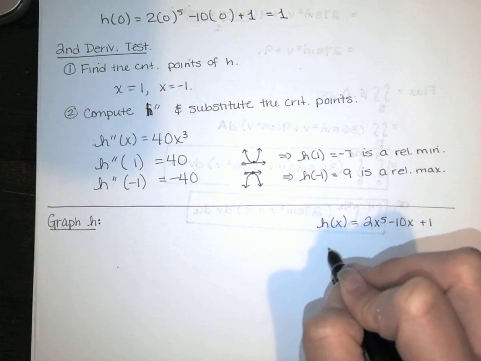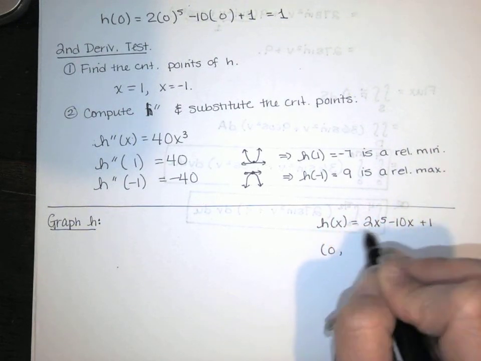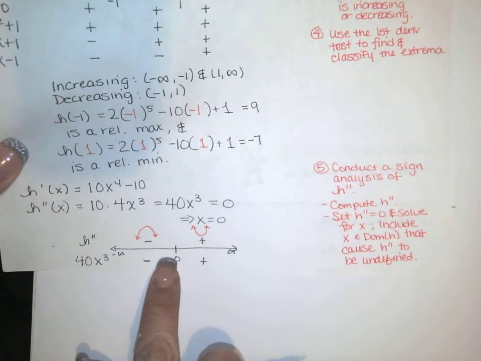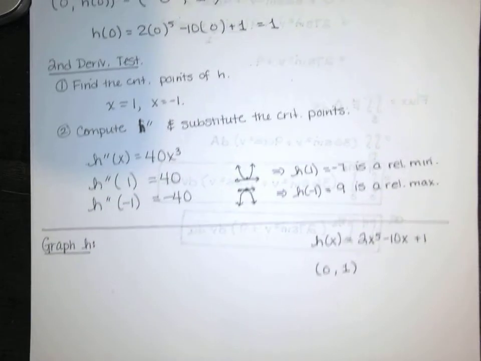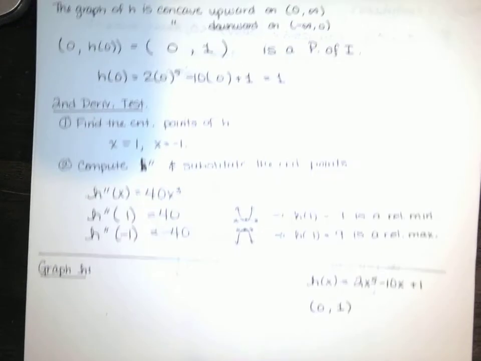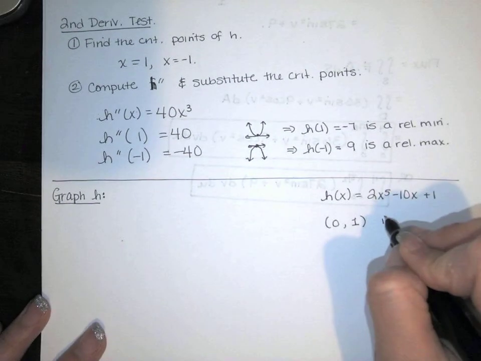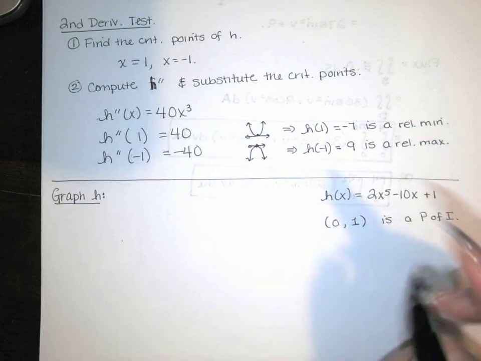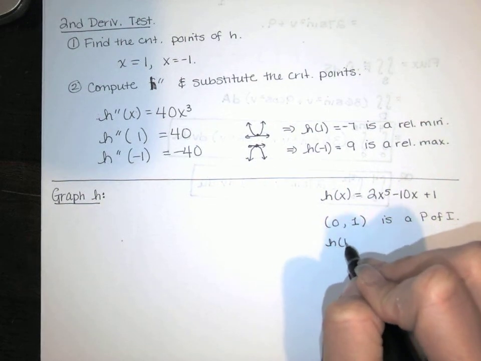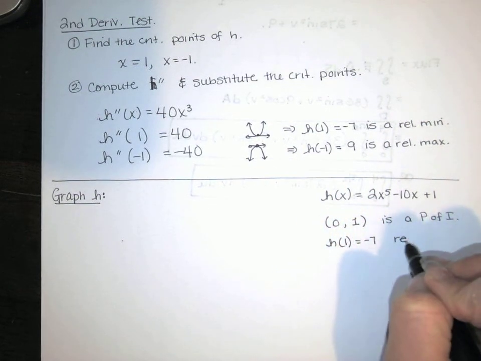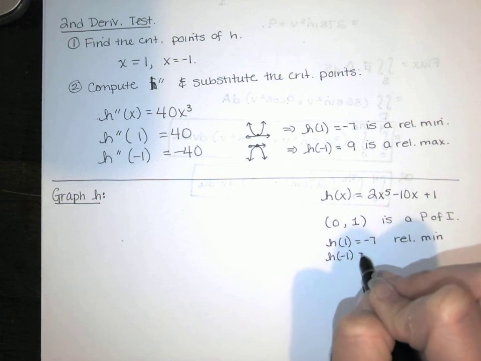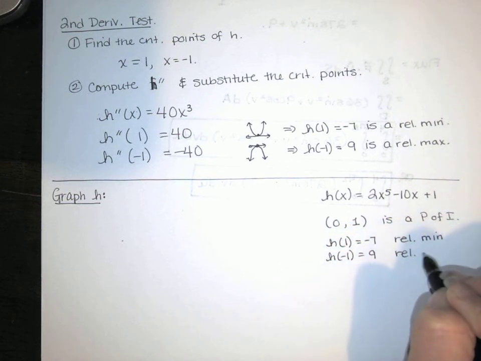We know that when x is 0, h is 1. And we know from earlier that 0, 1, actually it's at the top of this page, 0, 1 was a point of inflection. And we also know that h of 1 equals -7, and that's a relative max, or excuse me, relative min, and h of -1 is +9, and that's a relative max.